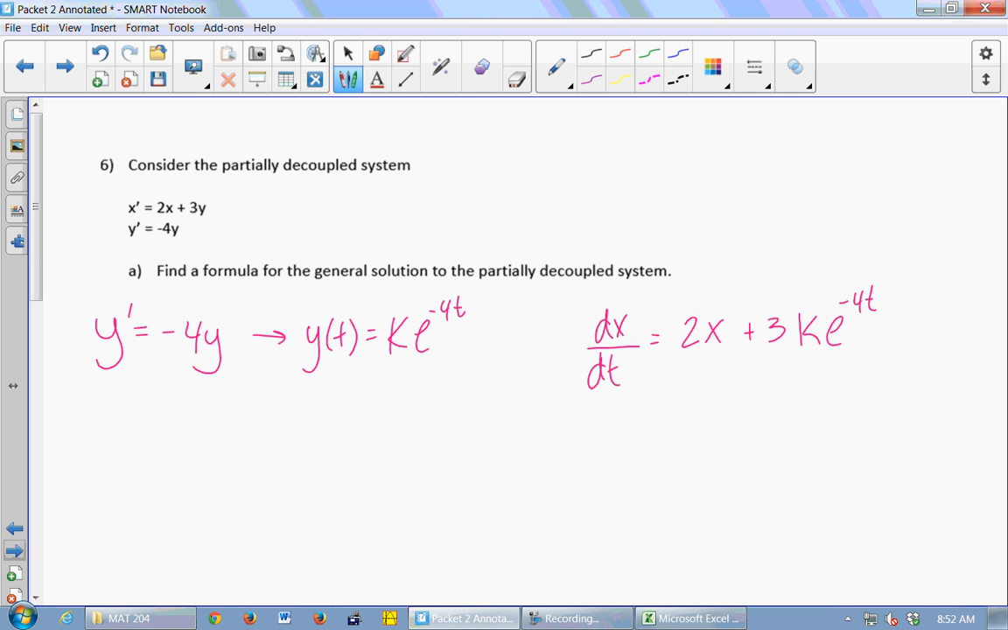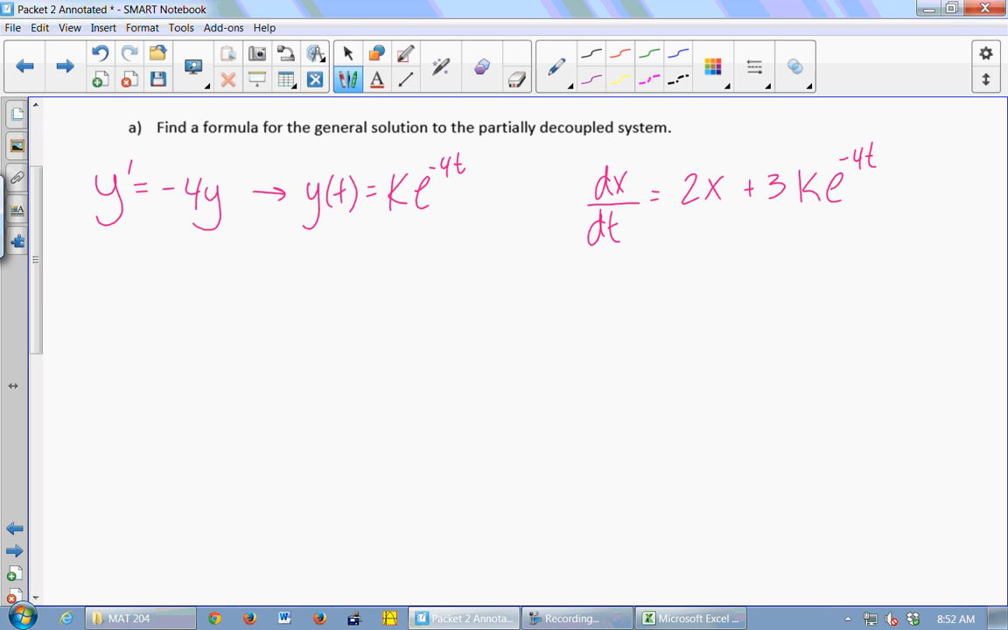Now this has that special form. This is a linear differential equation because it's linear in the dependent variable x. And we have two methods. We could either use lucky guess or we could use integrating factor. Okay, so for an integrating factor, we move the 2x over, right? So you're going to have dx dt minus 2x is 3k e to the negative 4t.